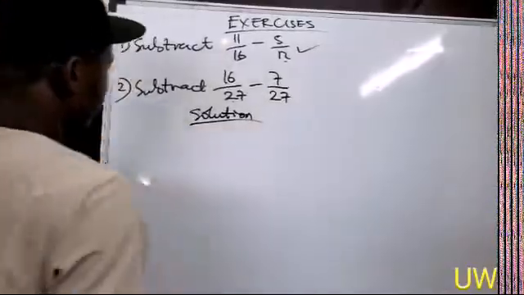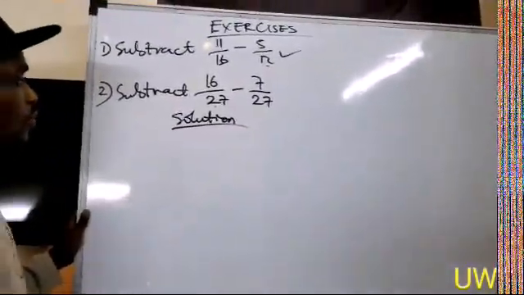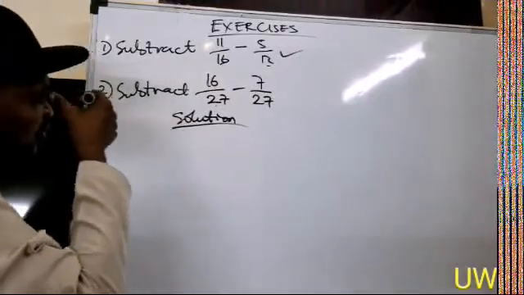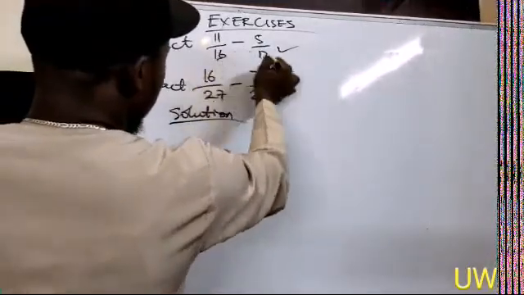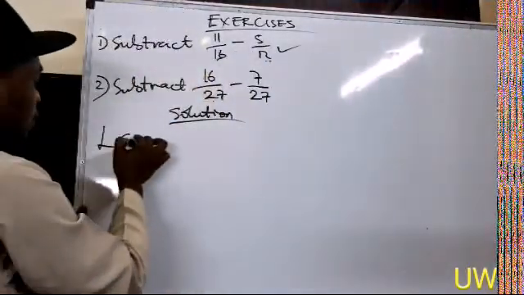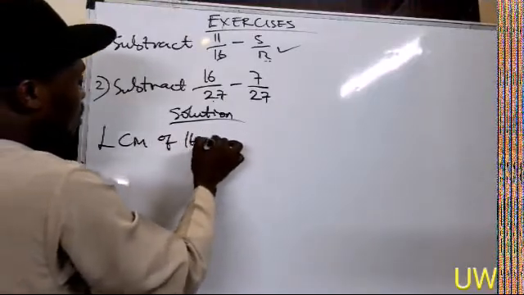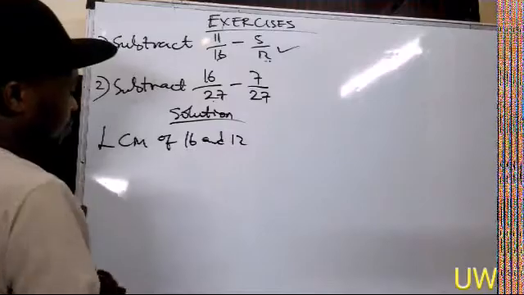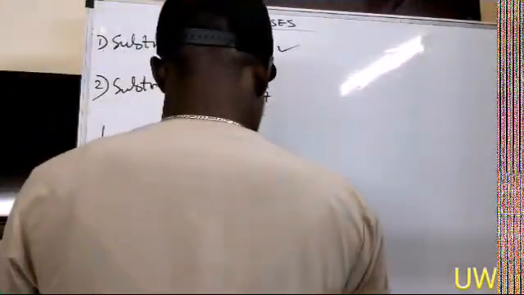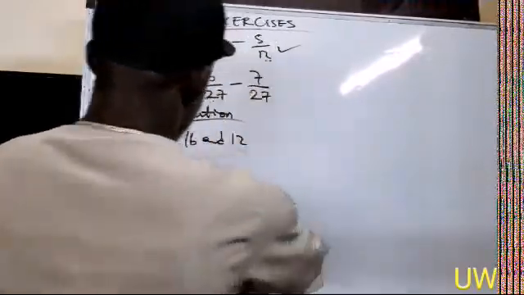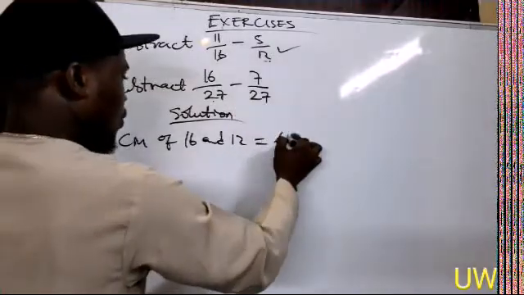We'll take this one. Remember what we discussed on how to subtract fractions with different denominators. The first thing you do is to find the LCM of the two of them. LCM of 16 and 12. The LCM of 16 and 12 is equal to 48.